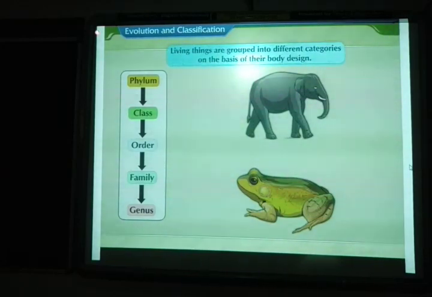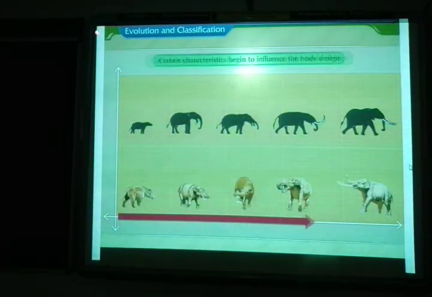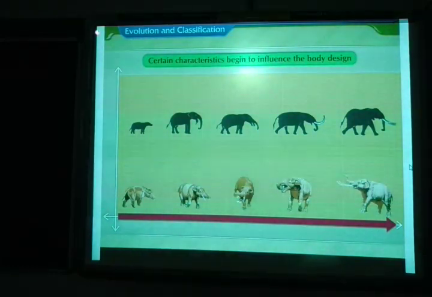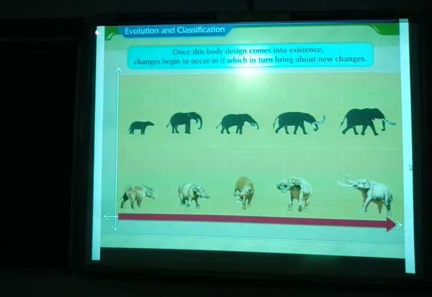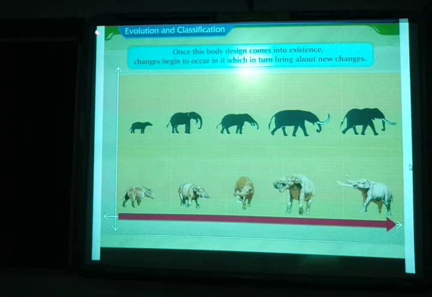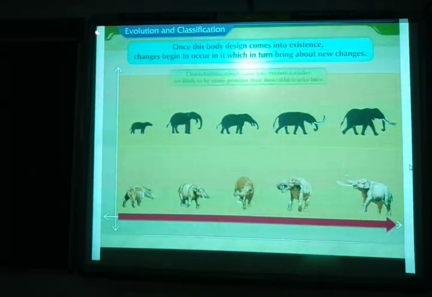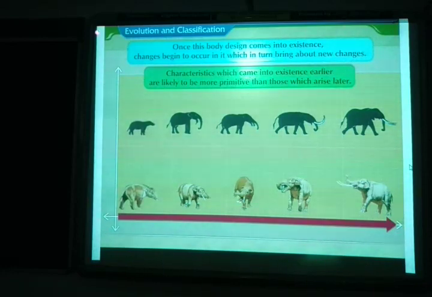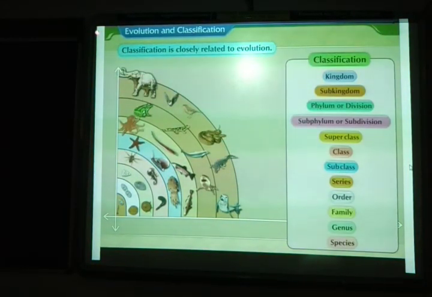Evolution and classification. All living things are grouped into different categories on the basis of their body design. As time passes, certain characteristics begin to influence the body design. Once this body design comes into existence, changes begin to occur in it, which in turn bring out new changes. This means that the characteristics which came into existence earlier are likely to be more primitive than those which arise later. In other words, classification is closely related to evolution.